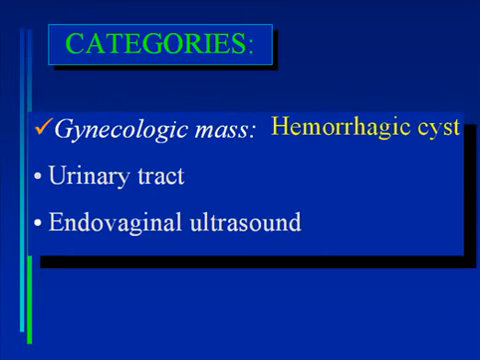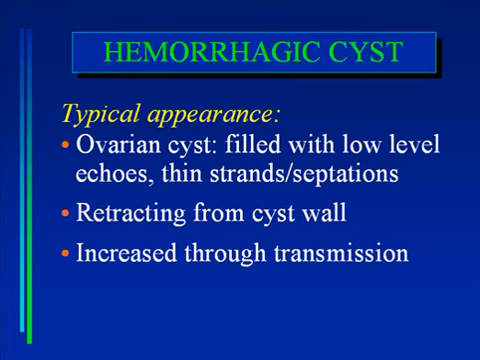Next gynecologic mass we'll talk about is a hemorrhagic cyst, which is also a great mimicker. The typical appearance of a hemorrhagic cyst depends on how big the cyst is and how long it has been between the incident of hemorrhage and the time of imaging, and that's because the appearance of blood evolves with time.